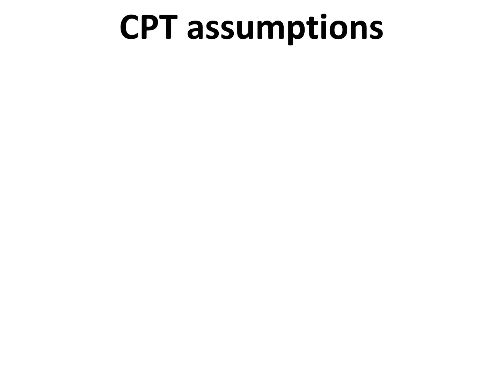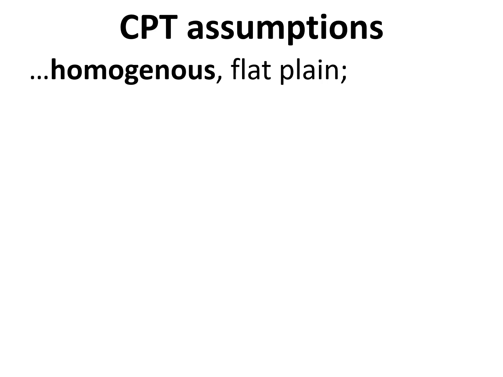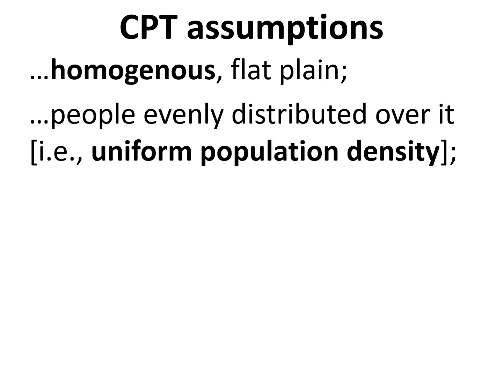So what were the assumptions used for central place theory? The first is one you are already familiar with: there is a homogeneous flat plane upon which the world unfurls. There's no mountains, there's no rivers, there's no hills. It's flat in all directions. The second, and this is a new assumption, is that people are evenly distributed over this plane.